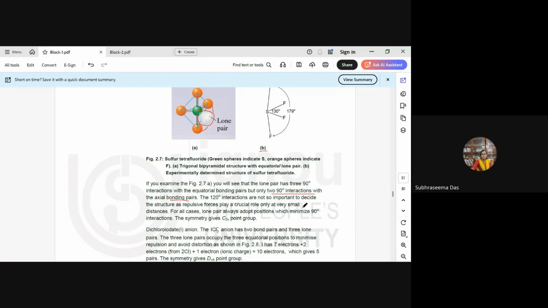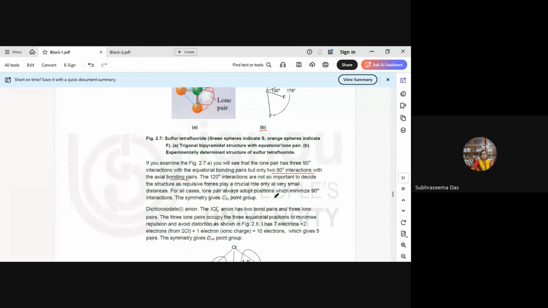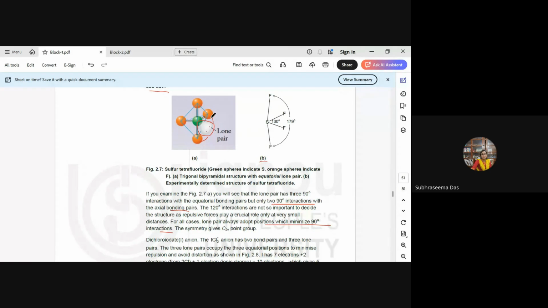So the 120-degree interactions are not important to decide the structure. What decides the structure is the repulsive forces that this lone pair exerts on the bond pairs. For all cases, the lone pair always adopts the position which minimizes the 90-degree interactions. So when it minimizes the interaction, the two bond pairs present at the equatorial position with the lone pair are pushed back, and then we get a seesaw structure.